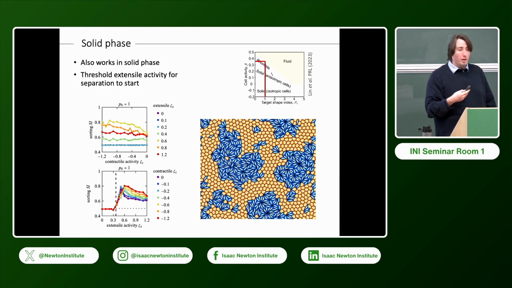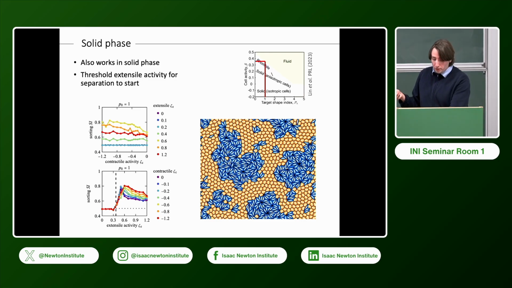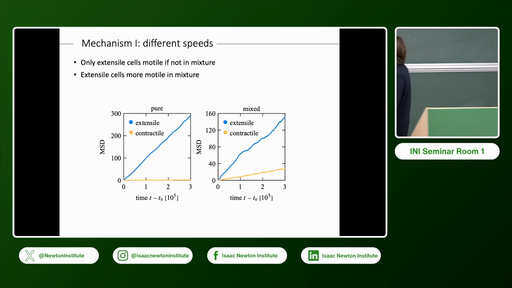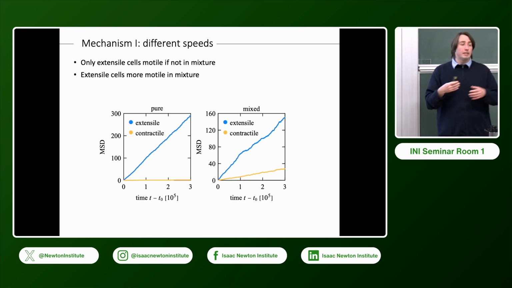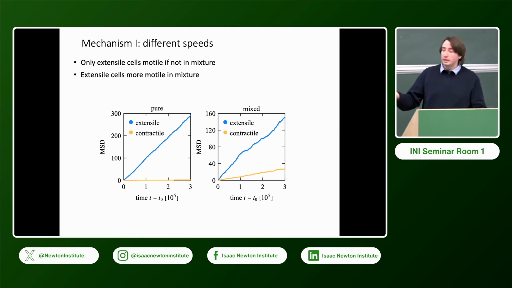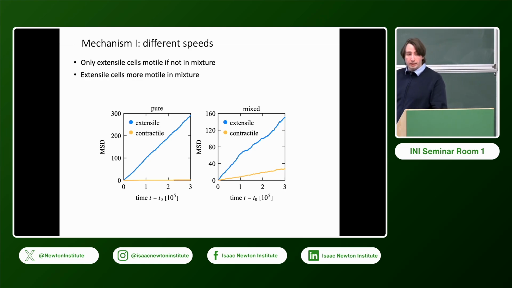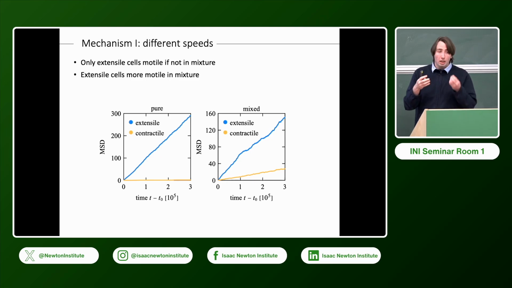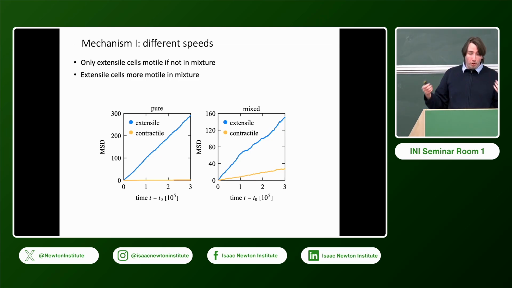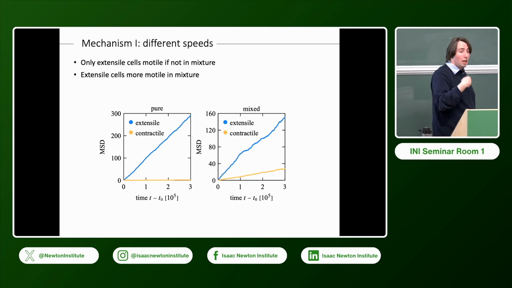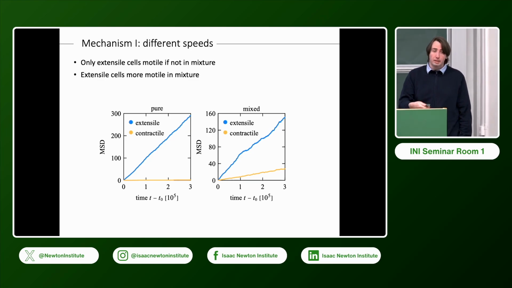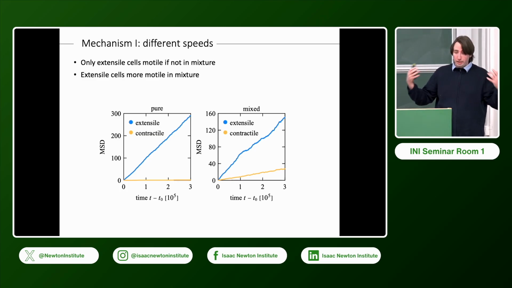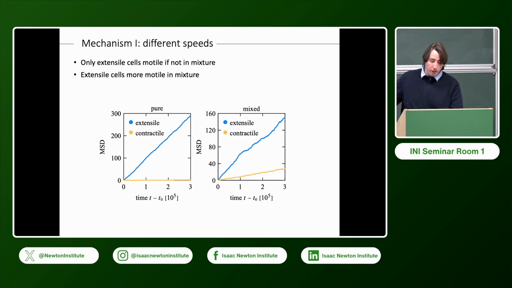Now, there seem to be two mechanisms driving this process. The first one is that if you're looking at a pure extensile system, it's motile. The system is flowing, it's doing active turbulence, and if you measure the MSD, it's going up in time. On the other hand, a pure contractile system isn't motile. The cells essentially fidget a little bit around their center, but they're caged by their neighbors, they're not rearranging, there's no motion. If you mix them, the extensile cells are still going to be much more motile than the contractile ones. Differences in velocity are one known mechanism for getting phase separation.